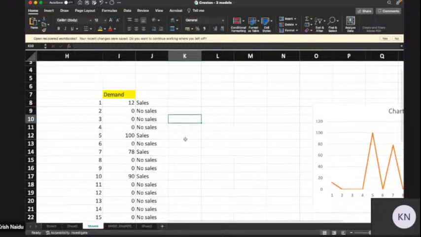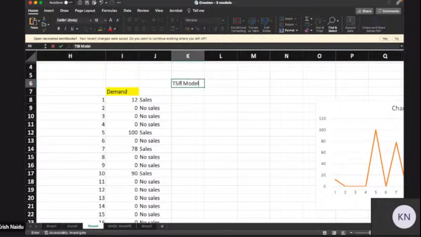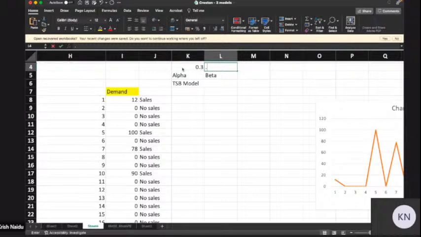There are two things we need to forecast: one is the time period and the other is the demand. First I'm going to use a TSB model. I am going to use two kinds of TSB models, TSB model 1 and TSB model 2. For that I'm going to use alpha, which is my smoothing constant, and beta, another smoothing constant. Alpha is 0.3 and beta is 0.3, for example.